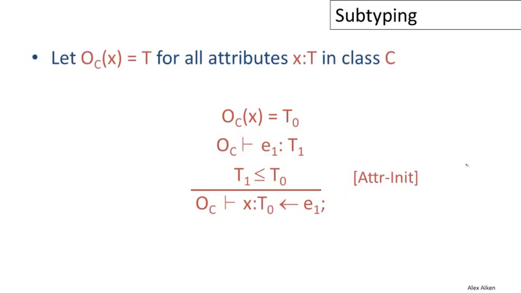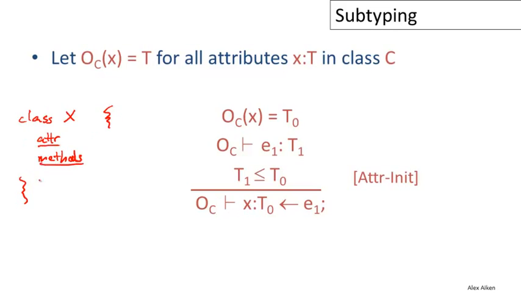Another example that uses subtyping is the rule for attribute initialization, which, except for the scope of identifiers, is very, very similar to the rule for normal assignment. So recall what a class looks like. You can declare a class in COOL, and it has at the top level some set of attributes and methods.